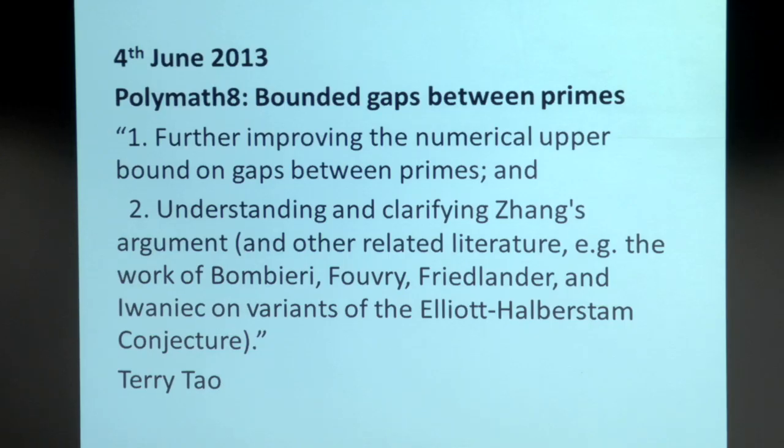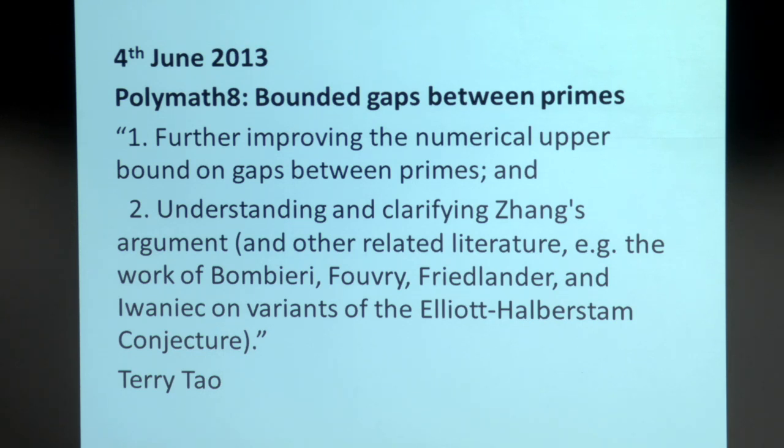So Terry Tao, who is another mathematician with a very widely read blog, who'd been involved in the earlier Polymath project, said, let's have Polymath 8, a project on bounded gaps between primes. And I've included this quote. This is his description, his proposal for what the project should do, because I think it's quite interesting. Yes, the first one is improving those numerical bounds. We've got 70 million, we've got Scott Morrison's bounds, how far can we go?